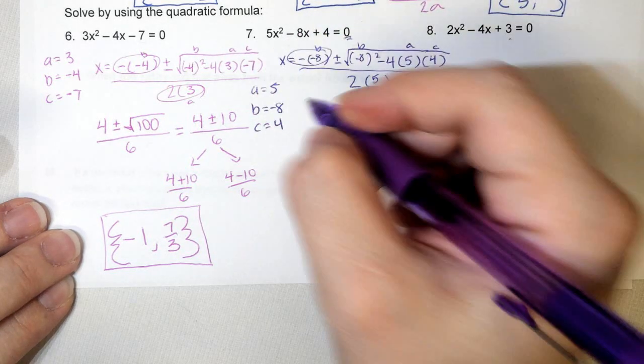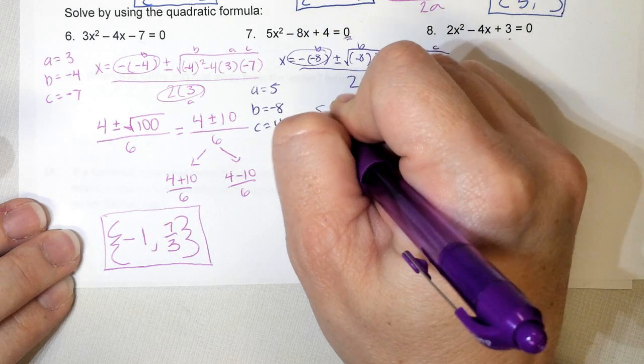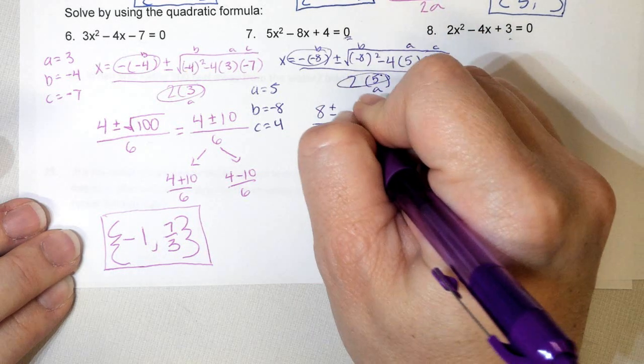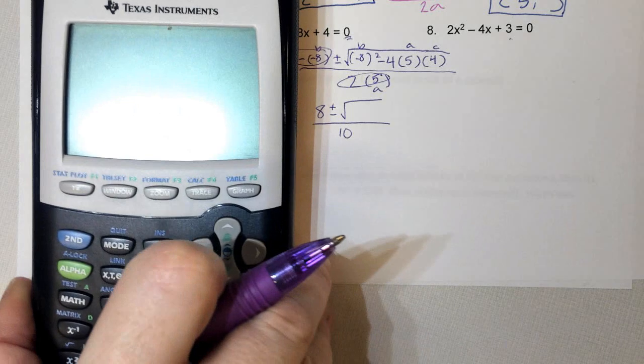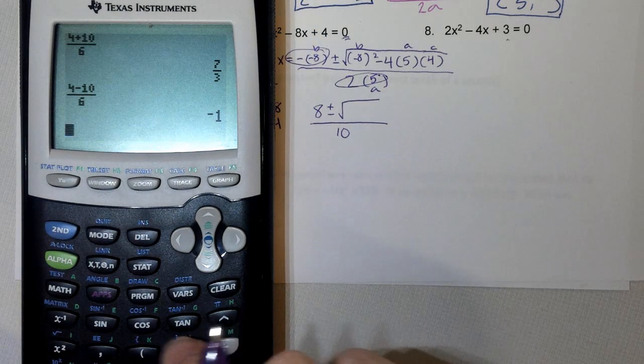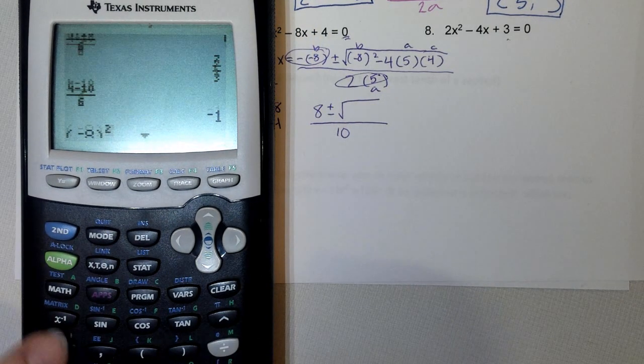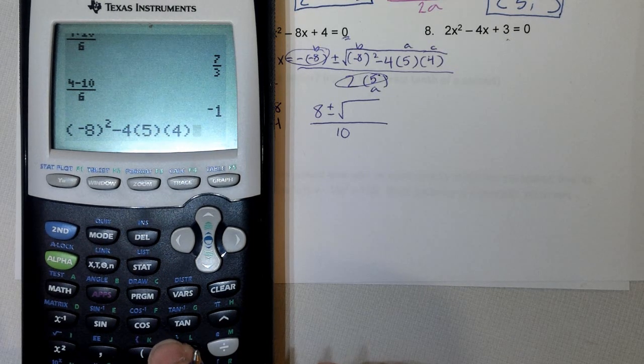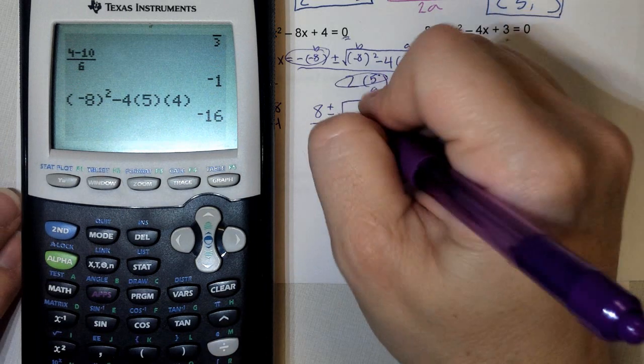So a double negative becomes a +8. 2 times 5 is 10. And again, we type just what's under the house. So we get -8 squared minus 4 times 5 times 4. And I get -16.